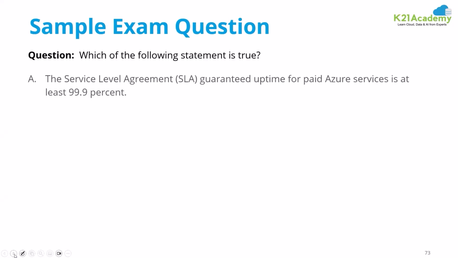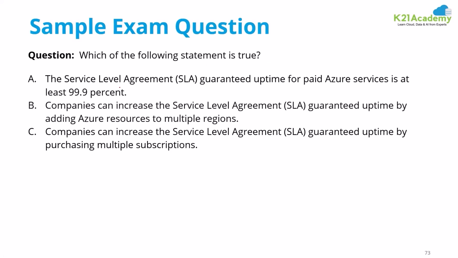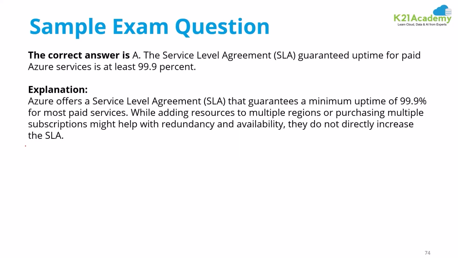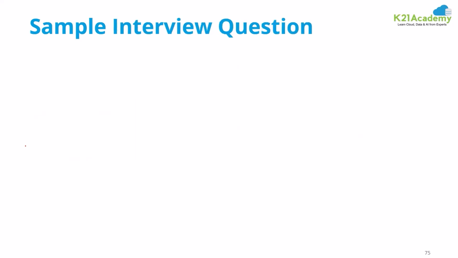Okay, we have one more question. Which of the following statements is true? SLA guaranteed uptime for Azure paid services is at least 99.9%. Companies can increase SLA guaranteed uptime by adding Azure resources to multiple regions. Companies can increase the SLA guaranteed uptime by purchasing multiple subscriptions. This is a very important question, but just think about who gives this SLA. Microsoft gives the SLA, right? You cannot just increase the SLA. So these two options will be wrong. Correct answer will be A. Minimum 99.9% availability is the SLA of the Azure services that Microsoft provides.